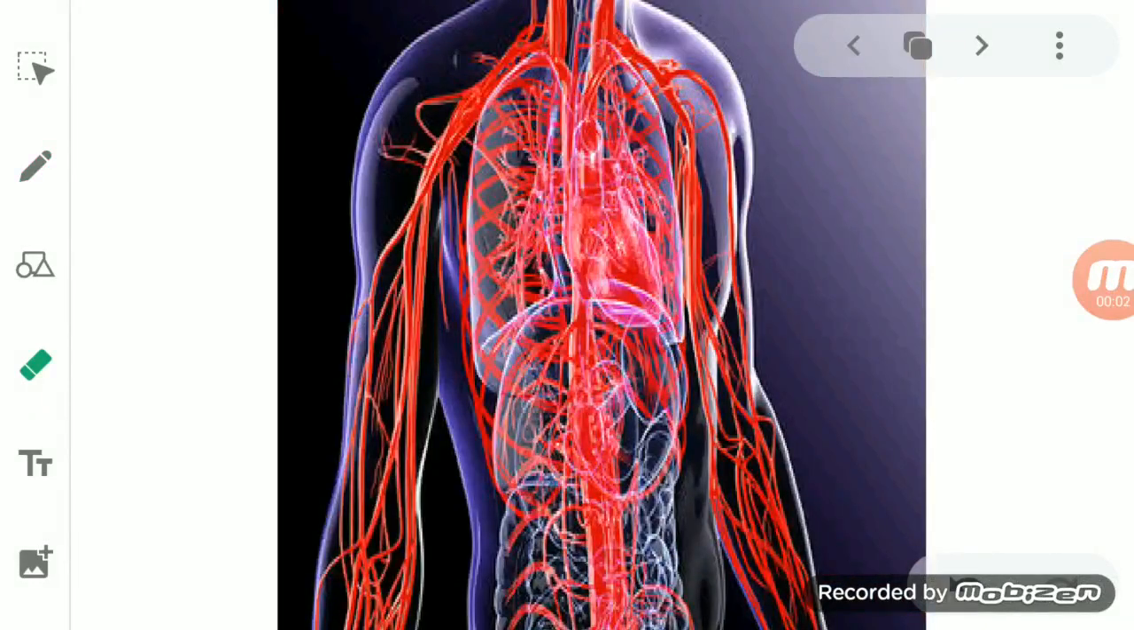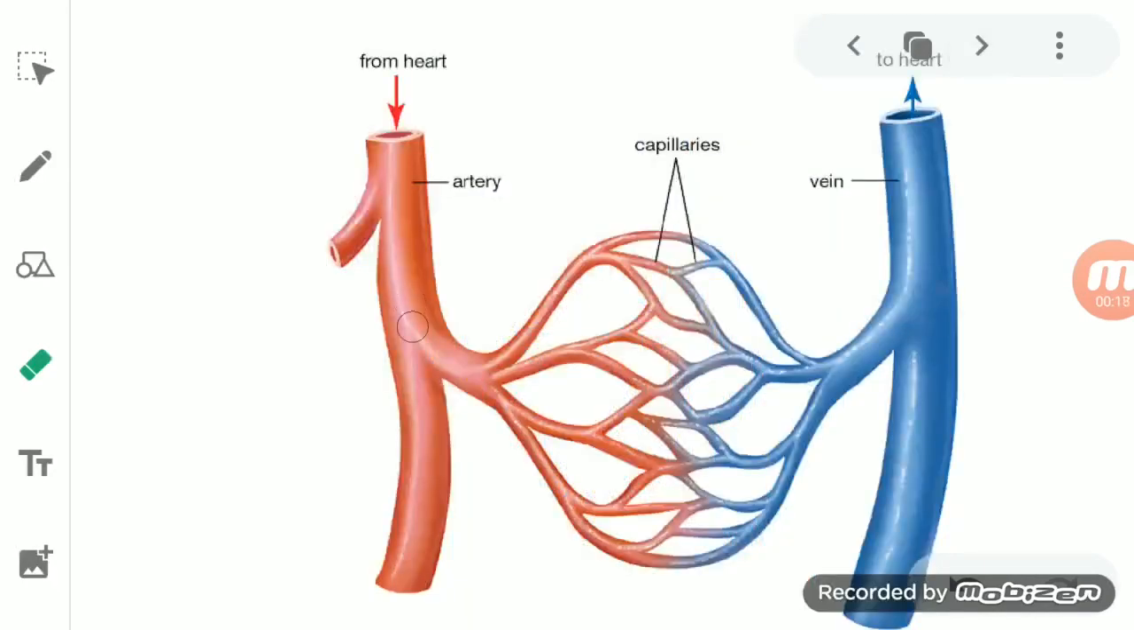So now we will see the occurrence of the blood in our body. Students, you know that blood occurs in the blood vessels, especially the arteries, veins and capillaries. An artery carries the oxygenated blood in our body, while a vein carries the deoxygenated blood, and capillaries are thin walled vessels which connect the artery and the vein to each other.